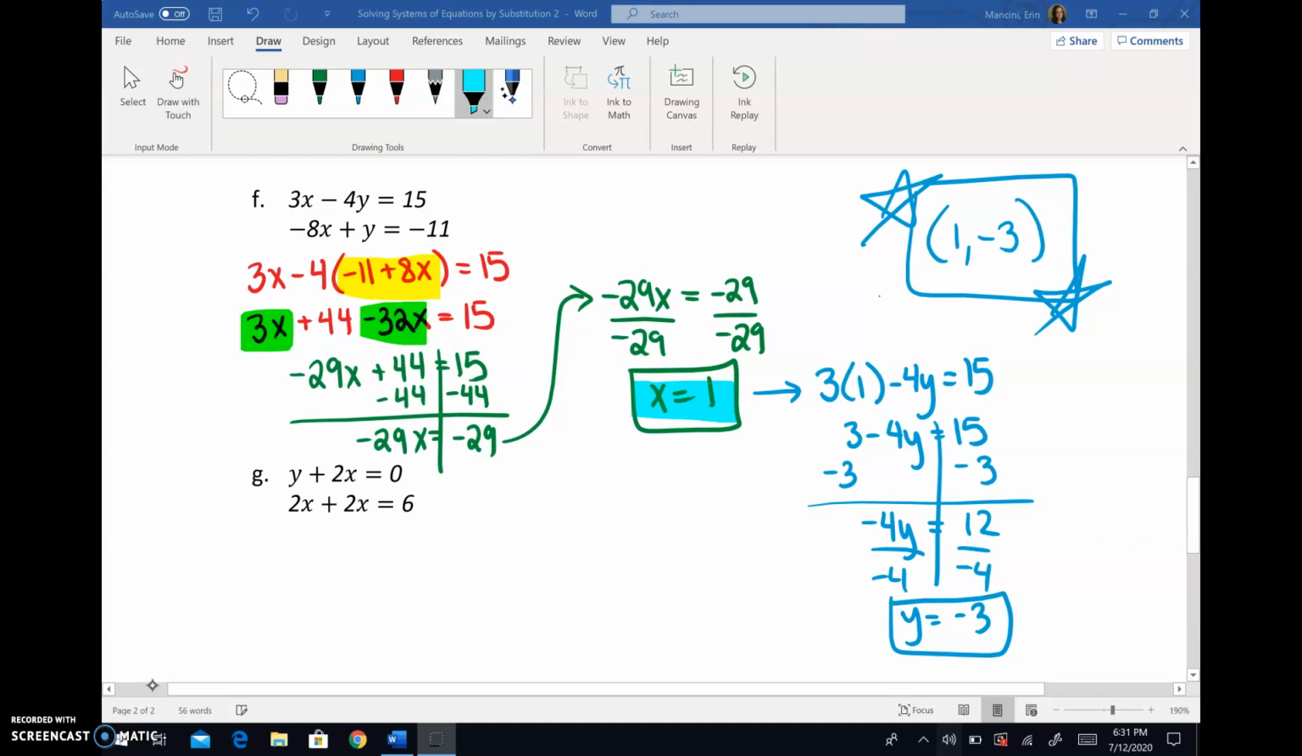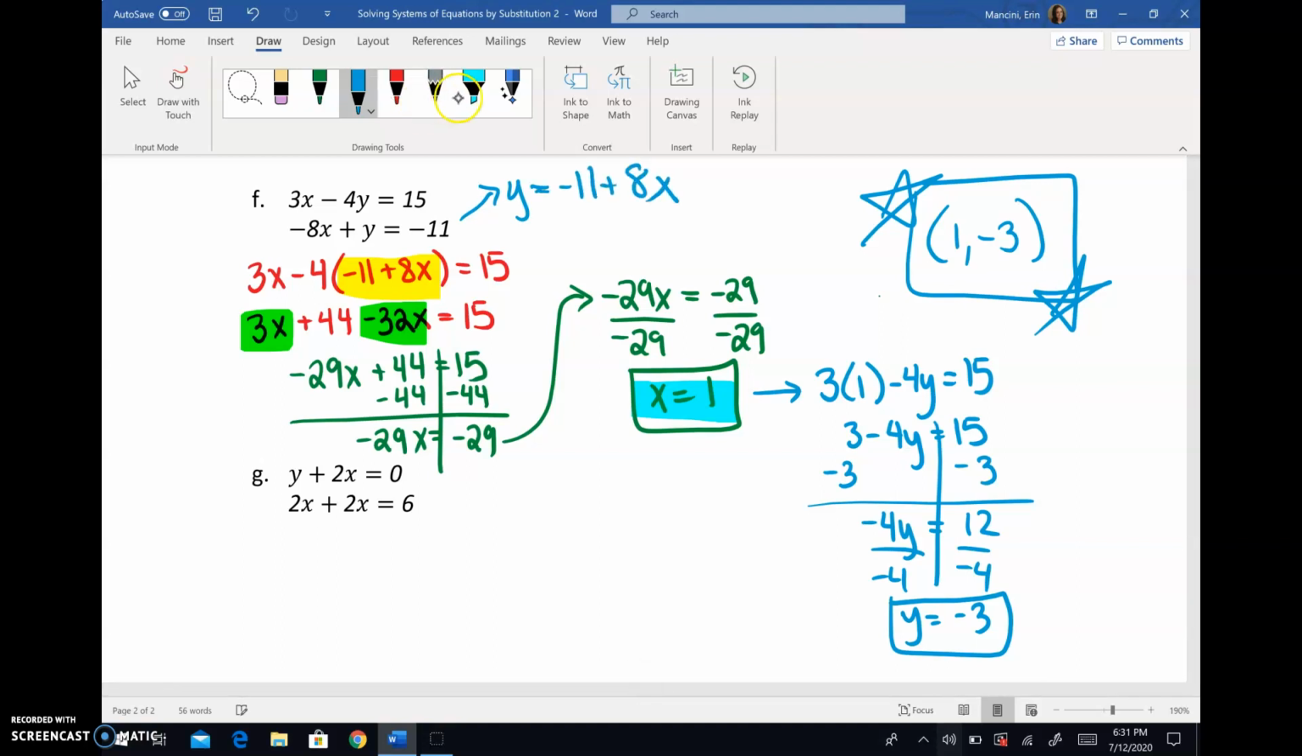Just to talk through a few key steps here. Remember we solved and we got y is equal to negative 11 plus 8x. So anywhere I saw a y, I could put this in its place, which was right here. So before it was 3x minus 4 times y. Now it would be 3x minus 4 times negative 11 plus 8x, which is still equal to 15, right? These things stayed the same. I cleaned that up by distributing this minus 4, so that's plus 44 and minus 32x.